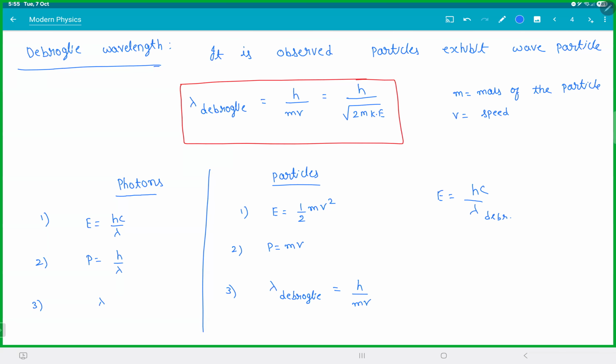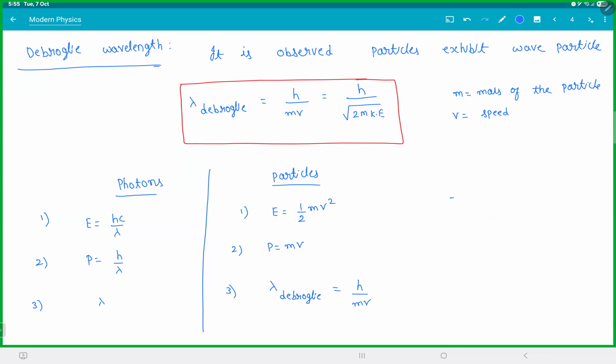You're getting it? Energy of a photon is hc by lambda. I have seen people doing this. They say, sir, but the wavelength of a particle is lambda, so energy must be hc by lambda de Broglie. Are you getting it? This is a blunder. There's nothing like that. Don't mix up stuff. Does the particle go with the speed of light? So how are you using hc by lambda? Clear with this?